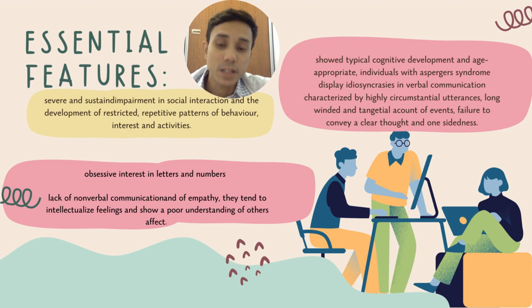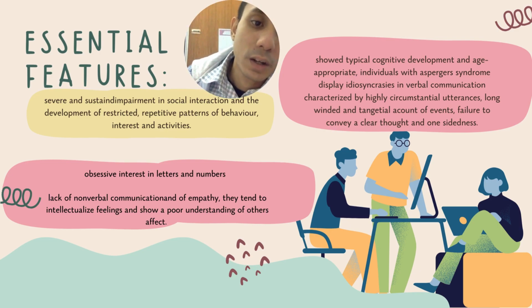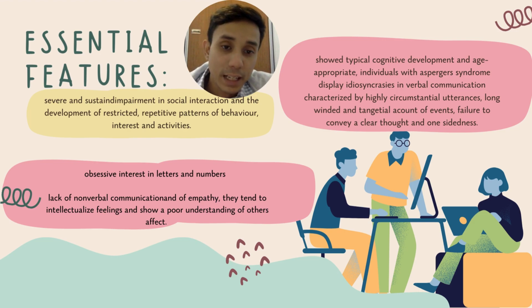All right, what are the essential features of Asperger syndrome? Severe and sustained impairment in social interactions and the development of restricted, repetitive patterns of behavior, interests, and activities. Asperger syndrome also has obsessive interest in letters and numbers, lack of nonverbal communication and of empathy. They tend to intellectualize feelings and show a poor understanding of others' affection. They show typical, age-appropriate cognitive development. Individuals with Asperger syndrome display idiosyncrasies in verbal communication characterized by highly circumstantial utterances, long-winded and tangential accounts of events, and failure to convey clear thoughts, with one-sidedness.